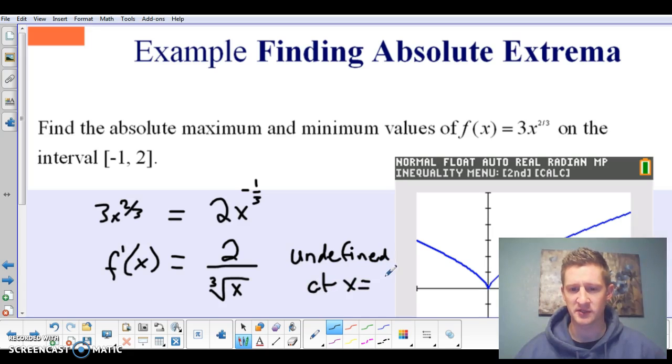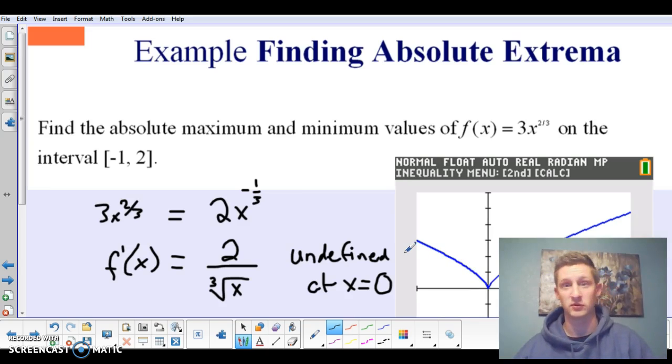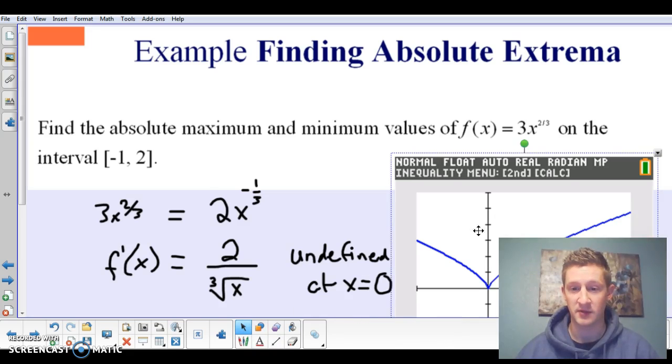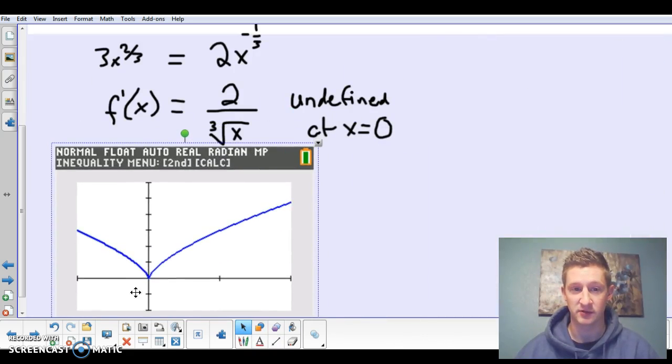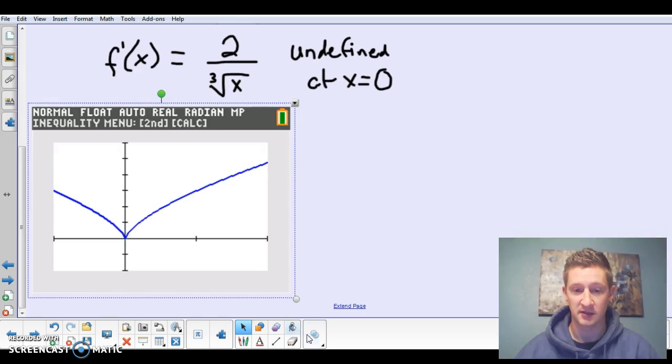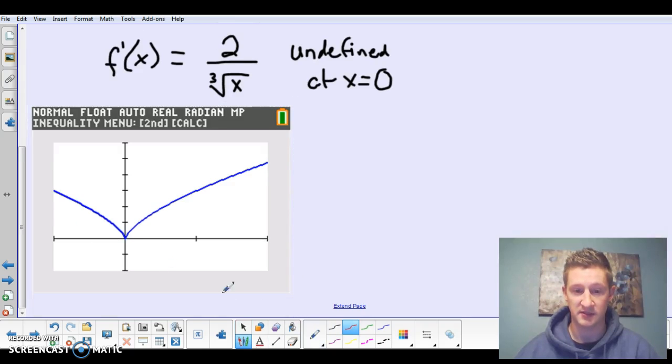Remember, critical points are where we'll find local extremes and absolute or global extremes as well on the interior. A critical point happens when the derivative is equal to 0 or when the derivative is undefined. Well, the derivative is undefined at 0, which means that 0 is going to be a critical point for us. So as I look at my graph, that guarantees that this spot right here at 0 is definitely a critical point because my derivative is undefined right there.